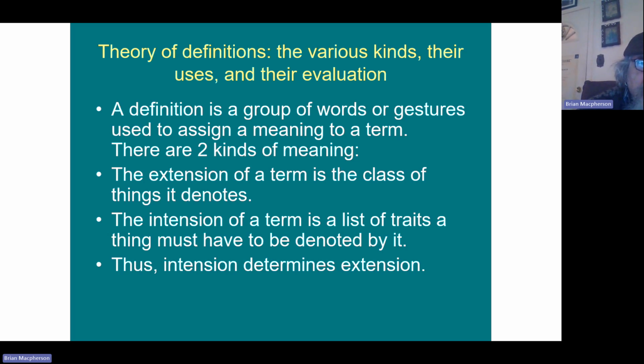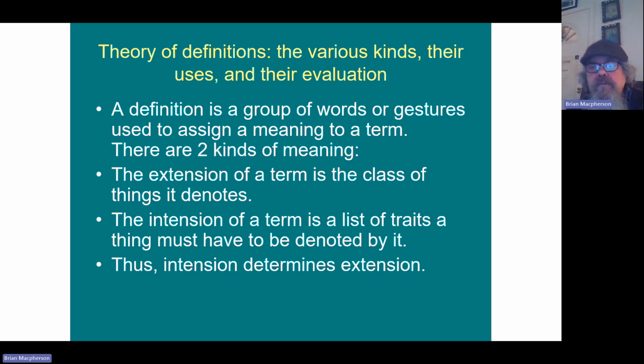So here's the theory of definitions, right? First of all, what is a definition? I'm going to give you a definition of definition, right? A definition is a group of words or gestures used to assign a meaning to a term, right? So I could say an ambulance is a vehicle used to transport people in emergencies. A bicycle is a vehicle with 2 wheels driven for the purpose of transportation and so on. So these are definitions, right?